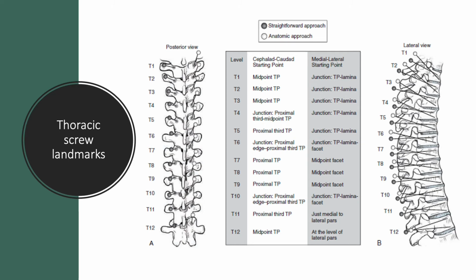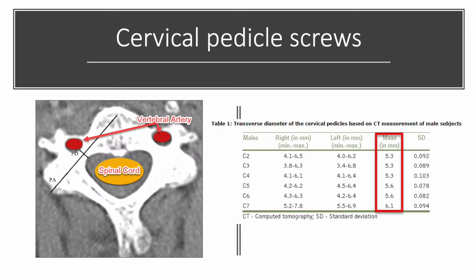If we look at the landmarks for passing these pedicle screws in a thoracic spine, it varies slightly from vertebra to vertebra as we go up from thoracic 12 to thoracic 1, and also the diameter of the pedicle varies, and sometimes we can even encounter what we call a dysplastic pedicle, where the pedicle has not been developed properly, and it becomes an even bigger challenge to pass these pedicle screws.